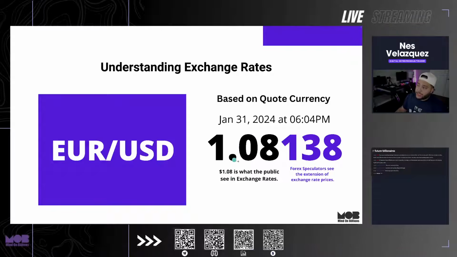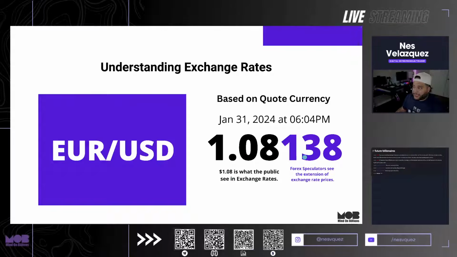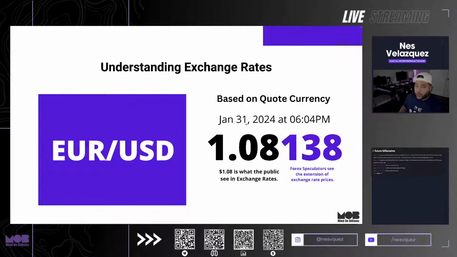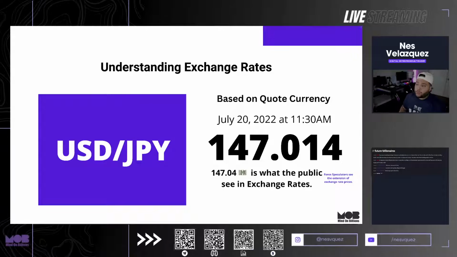So over here, $1.08, extending to 138 equals €1, and that was based on this exchange rate at this time. It's always going to change because the market is a free floating exchange system.